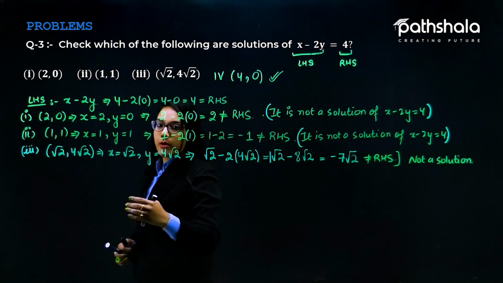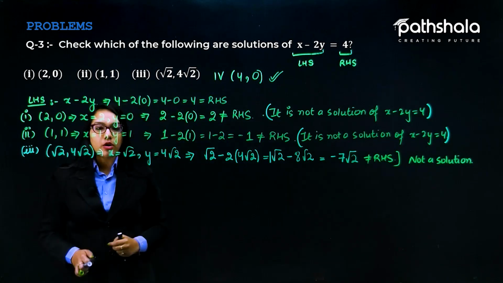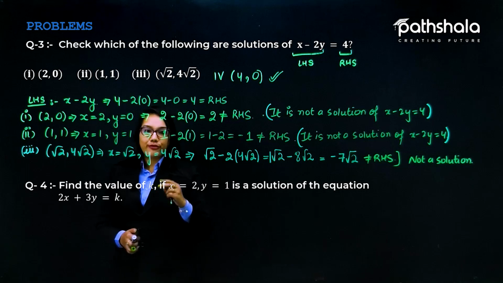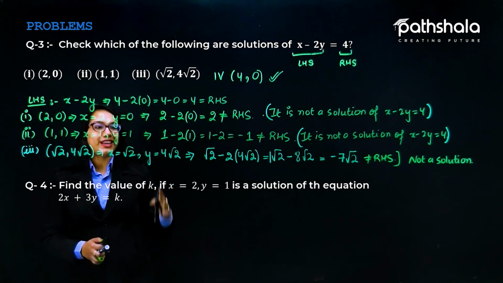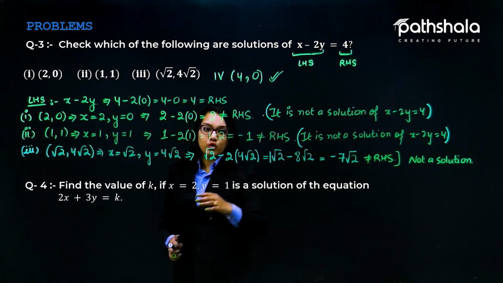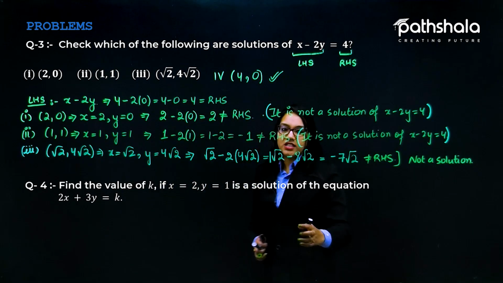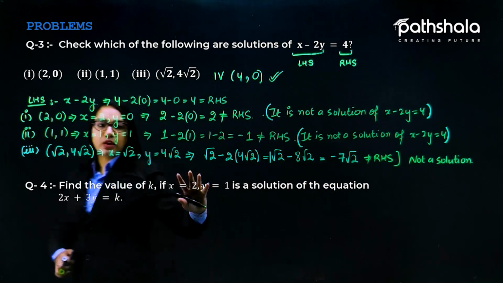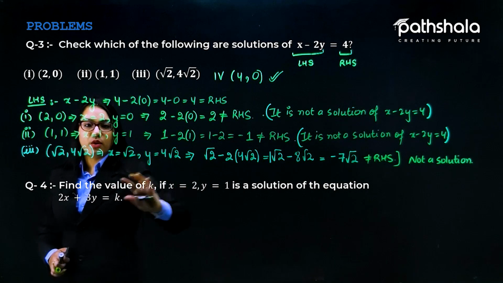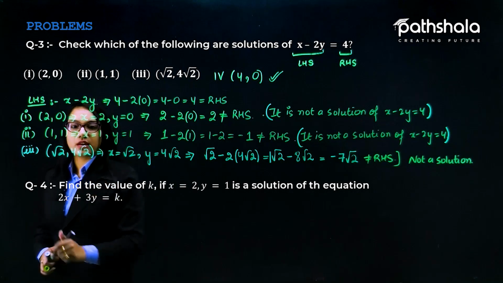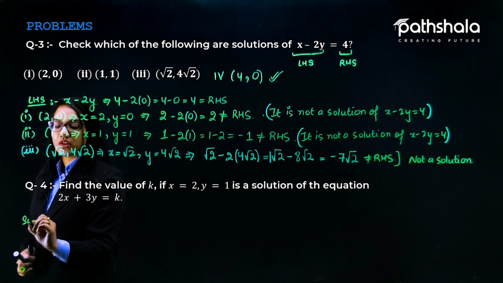So this is all about question number 3. Now let's talk about question number 4. Question number 4 says find the value of k if x is equal to 2, y is equal to 1 is a solution of the equation. If this value is a solution of this particular equation, then it definitely satisfies the equation. So let's start the solution.